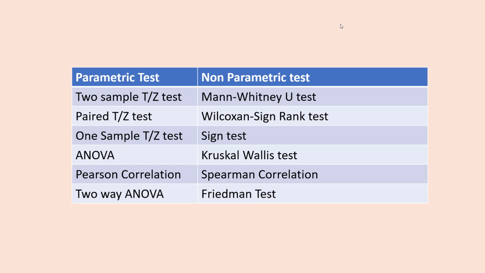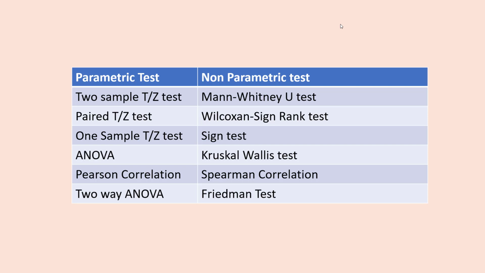In two sample t-test, we compare two means, while in Mann-Whitney U-test, we compare two medians. In paired t-test, we compare pre and post means, while Wilcoxon signed rank test, which is the parallel non-parametric test, compares the pre and post medians. For one sample t-test or z-test, the non-parametric test is the sign test, where we compare the median against a fixed value.